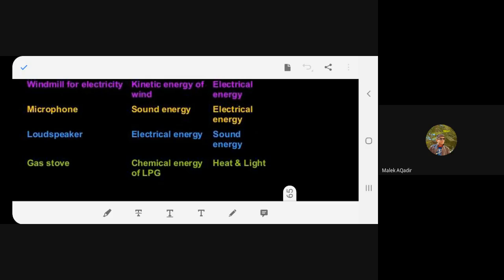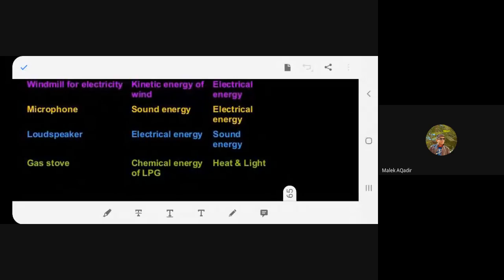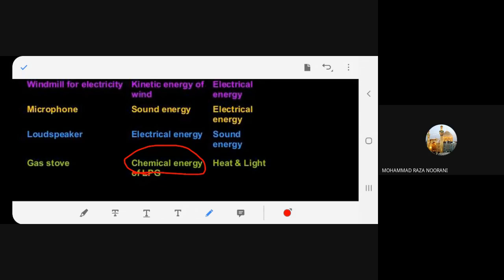The last one is the gas stove. What are we using? LPG cylinder, isn't it? Yes, ma'am. So what is there inside LPG? Methane, that is chemical. Here is chemical energy. Agree? You have connected the LPG with your gas stove. When you start the gas, what do you get? You get heat and light. Agree? Yes.